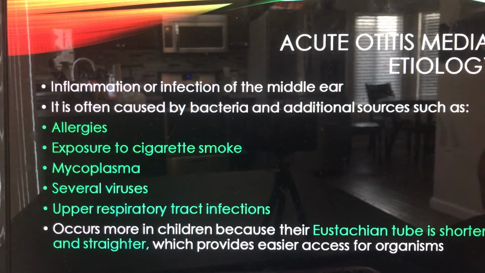So we're going to talk about 3 different disorders. The first one is acute otitis media. This is inflammation or infection of the middle ear. It is often caused by bacteria and additional sources such as allergies, exposure to cigarette smoke, mycoplasma, several viruses, or upper respiratory tract infections. And this occurs more in children because their eustachian tube is shorter and straighter, which provides easier access for organisms.